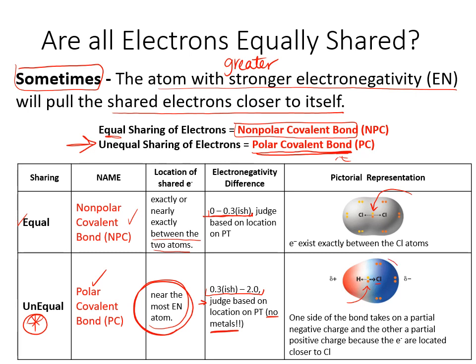Therefore, this side of the atom becomes a partial negative. This is a lowercase delta. It's almost like you make a figure 8 and stop, and a minus sign. That's indicating that the chlorine atom is more negative than the hydrogen atom because it's a partial positive. So one side of the bond takes on a partial negative charge, that's the chlorine, and the other a partial positive charge because electrons are located closer to the chlorine. Notice there's none of that in the nonpolar covalent because there's no partial charges.